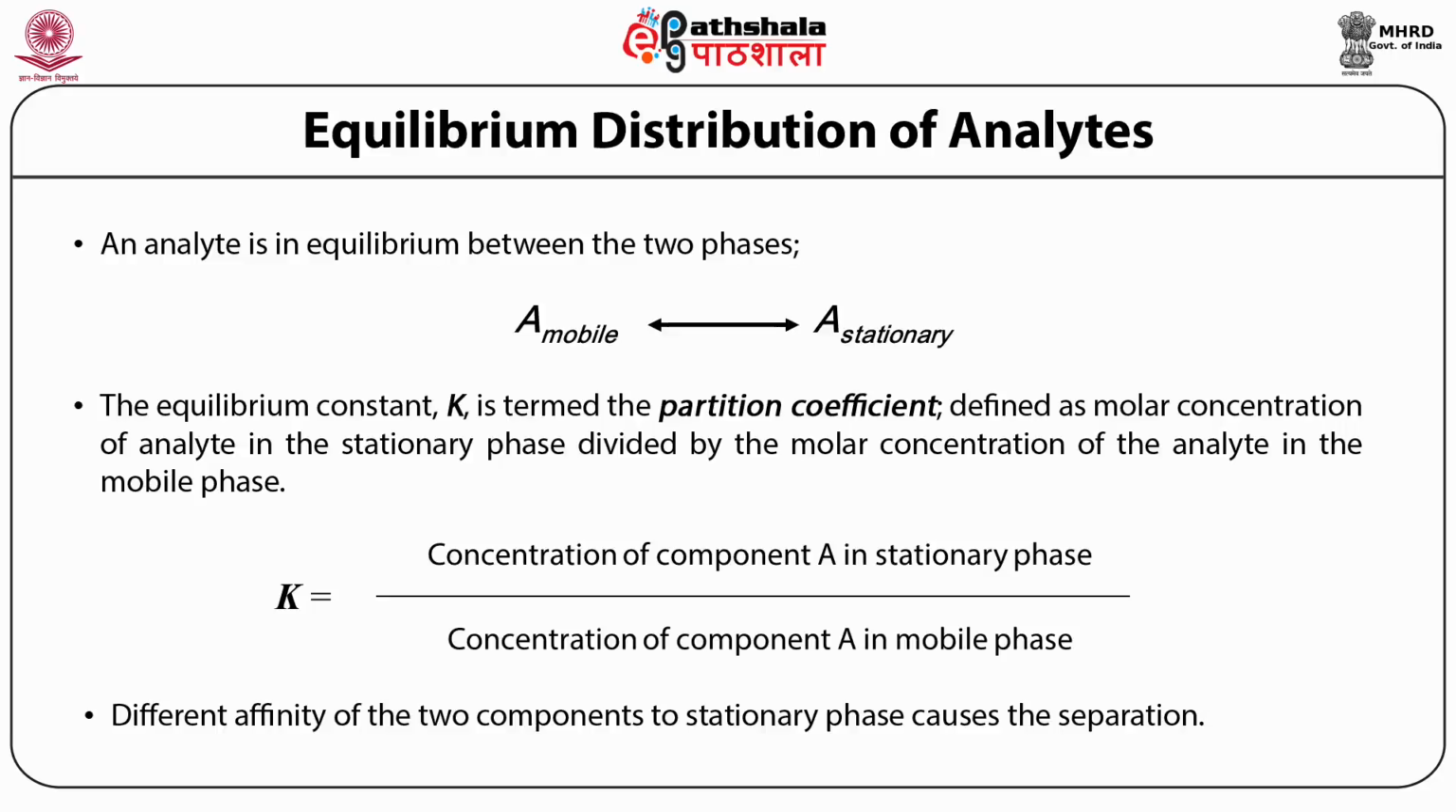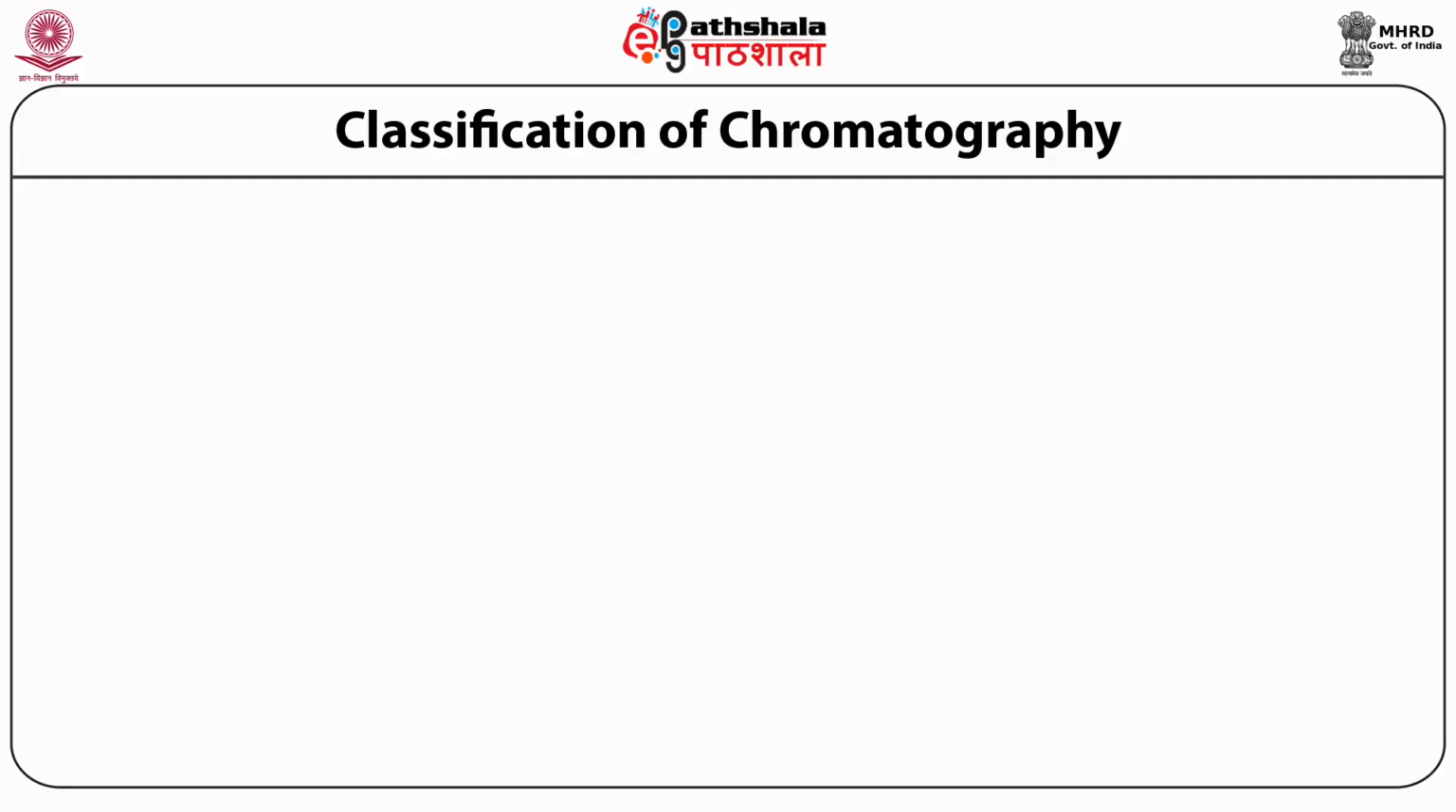It is defined as the ratio of the molar concentration of the analyte in the stationary phase to the molar concentration of the analyte in the mobile phase. The differential distribution of various components between the two phases determines the rate of migration of different compounds in a mixture and results in their separation from each other.